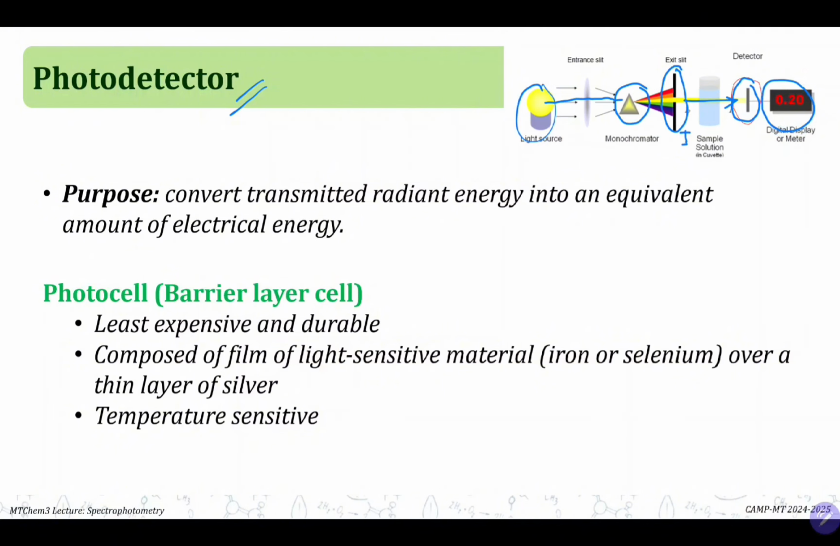We have your photocell, also known as your barrier layer cell. This is the least expensive and durable, and composed of a film of light-sensitive material, usually iron or selenium, over a thin layer of silver. Its disadvantage is that it is temperature sensitive.